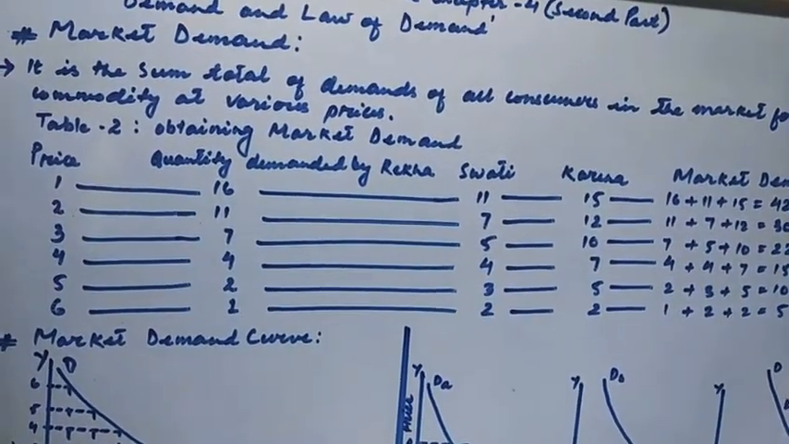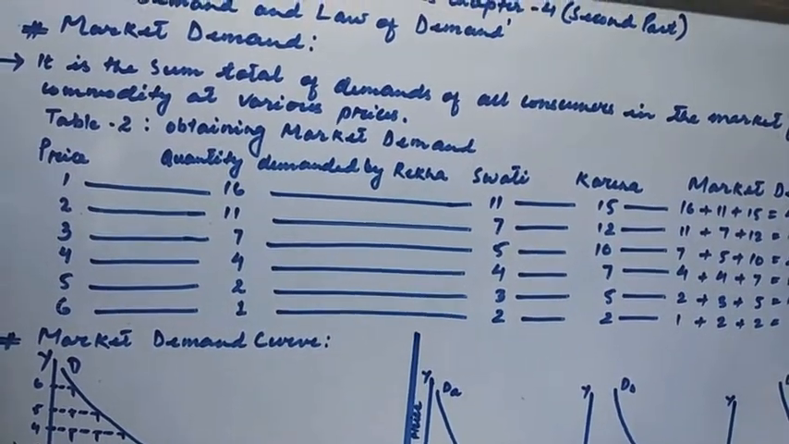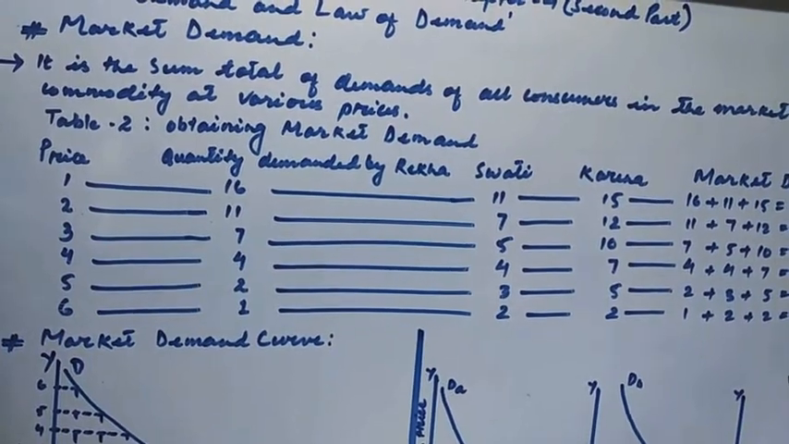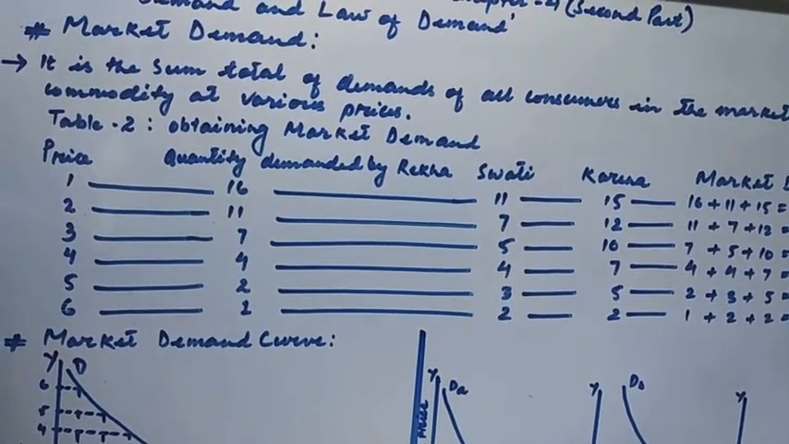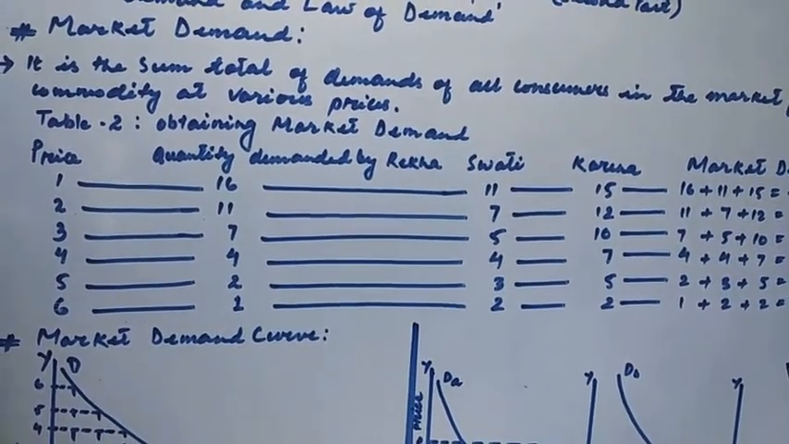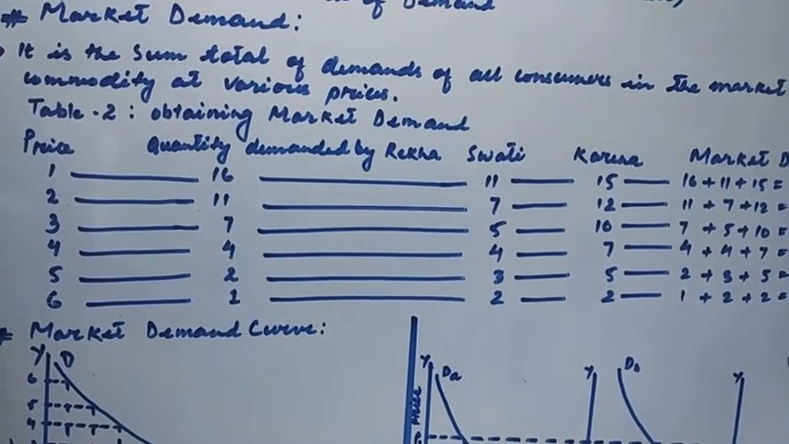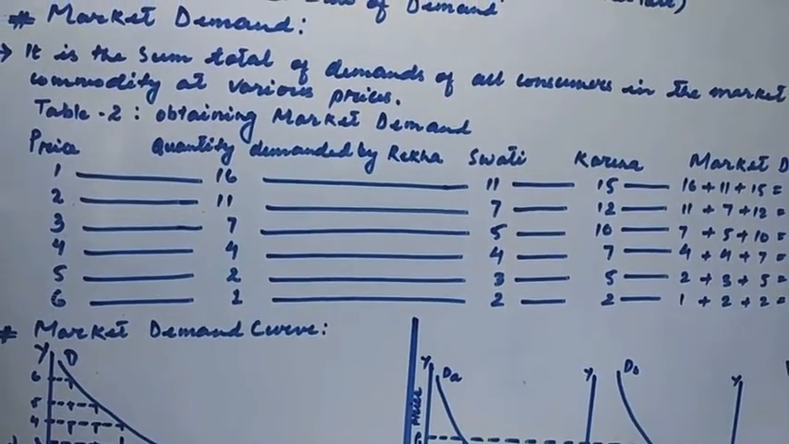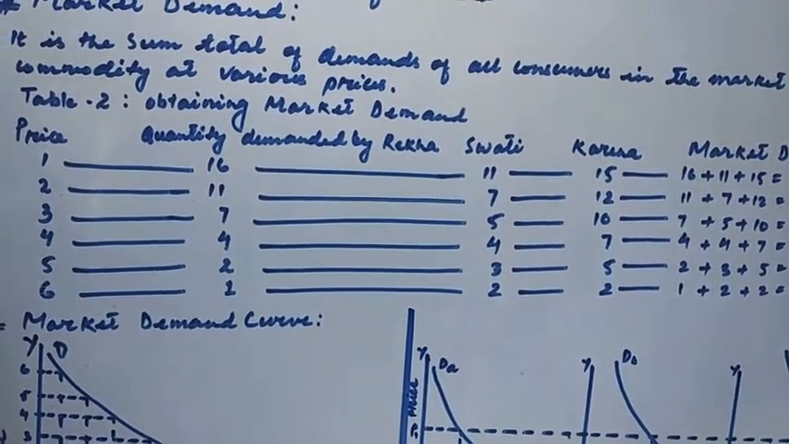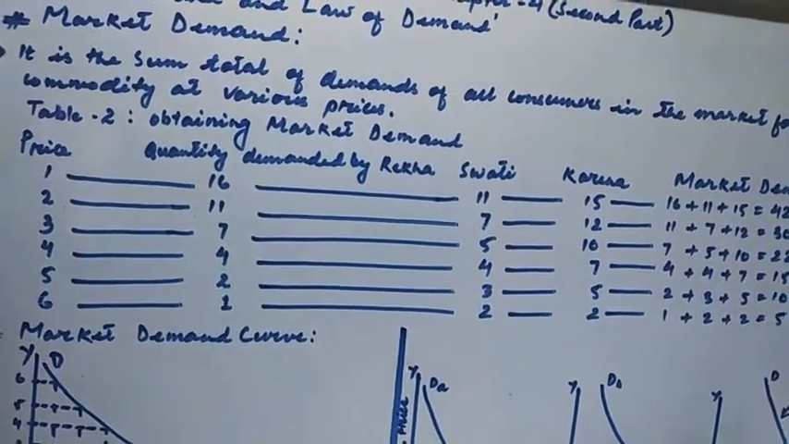Therefore, we can also derive the market demand of a commodity by adding up all the quantities demanded of the commodity at various prices by the consumers within a particular period of time. So we add up all the demand of a commodity by the individual consumers to get the market demand. Here we are going to discuss market demand by giving an example.